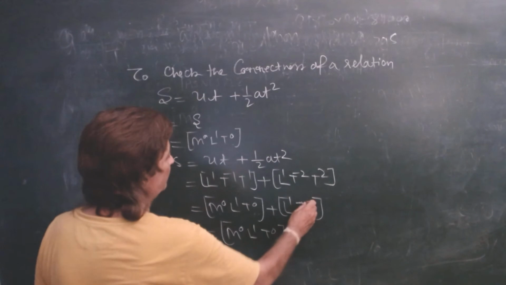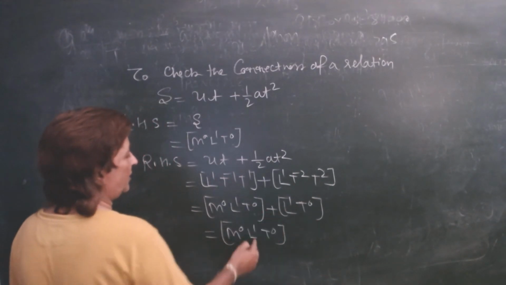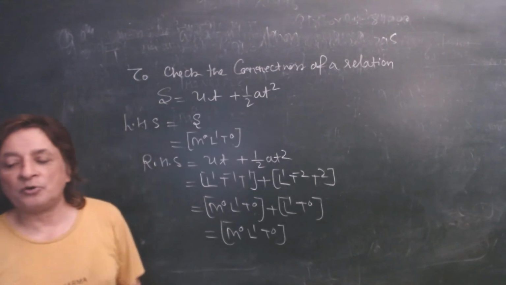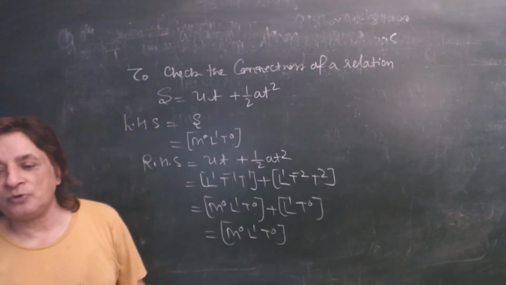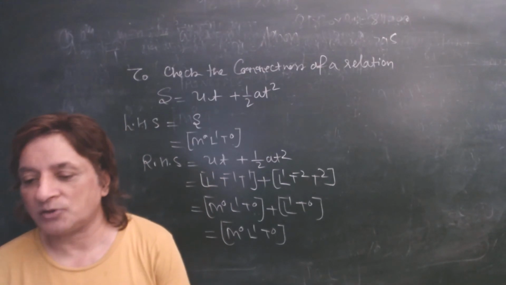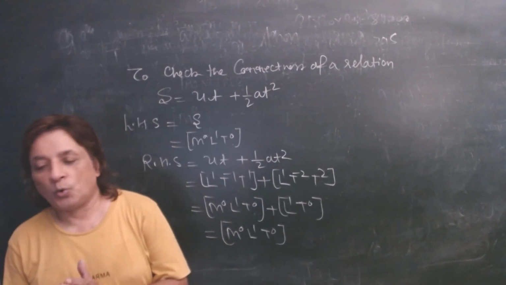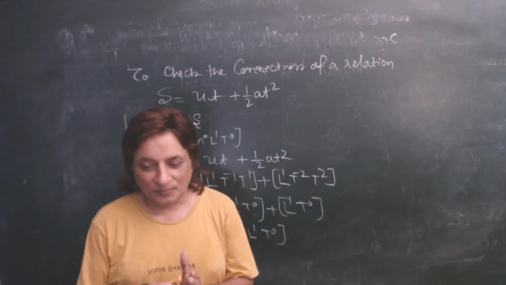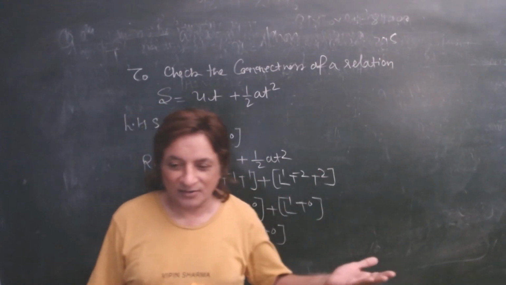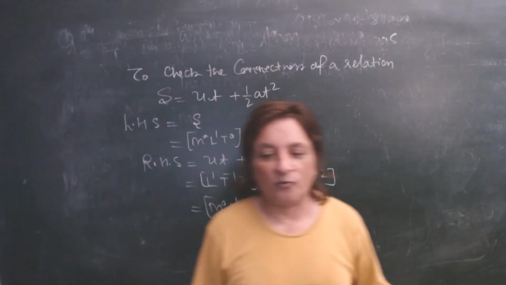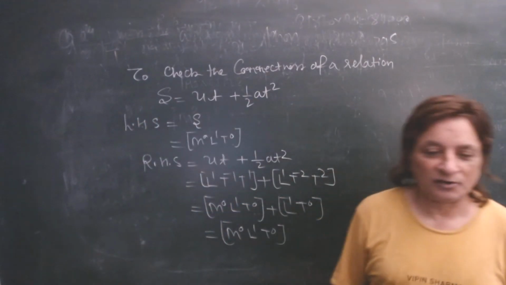Length plus length is length. Somebody will say it must be 2 length. No, it is not going to be 2 length, because 2 has no dimensions. These are constants. The constant has no dimensions, right? These are called dimensionless constants, like numbers 1, 2, 3, 4, 5. These are called what? Dimensionless constants.